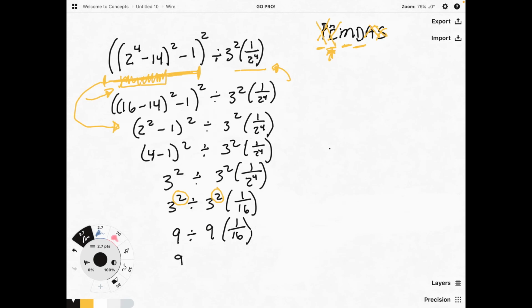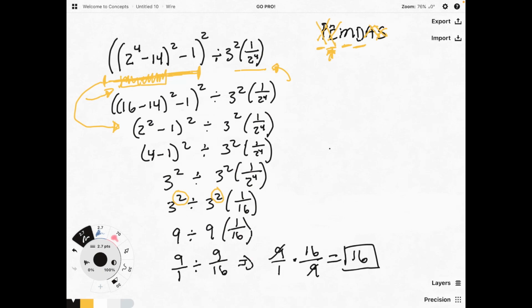So let's continue the problem, right? So we have 9, which can be written 9 over 1, because anything divided by 1 is that number, right? And then we have divided by 9 over 16. Well, how do you redo this? As we know, 9 over 1 multiplied by 16 over 9 is how that is. And now we complete this by doing multiplication, and the answer is 16. And so that's the answer. And again, if you follow these steps, the parentheses, exponents, multiplication, division, addition, and subtraction, you'll never go wrong.